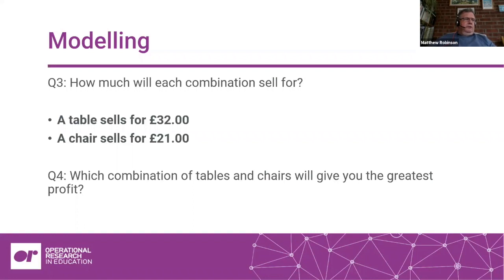Similarly, if I go to the 4th option of 3 tables and no chairs, then 3 tables will sell for 3 times 32, which is £96.